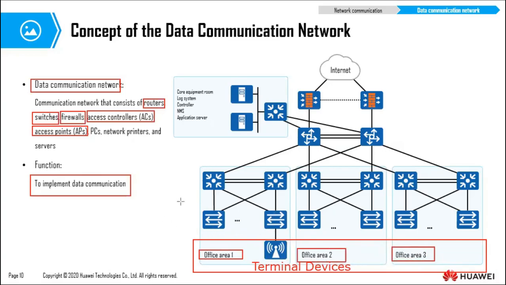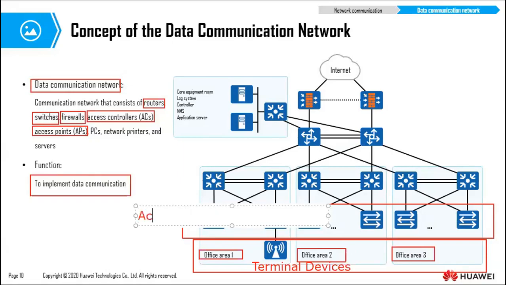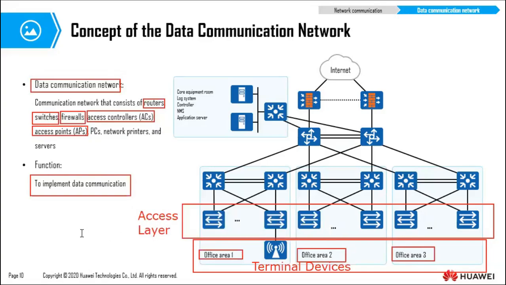Now, we have what we call layer two switches that are used to connect to these end devices. And therefore, this in computer networks is referred to as the access layer.